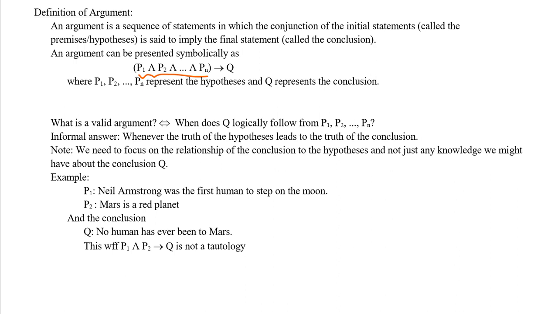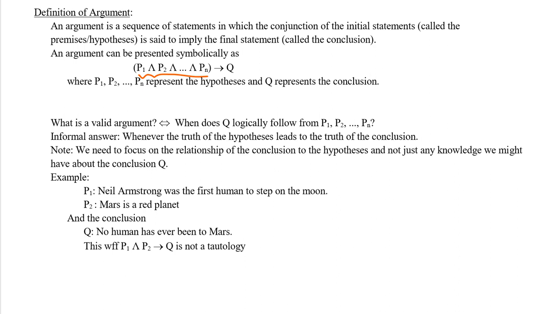So when does Q logically follow from P1, P2, Pn? When is Q true based on the truth of P1, P2, Pn? Informally, whenever the truth of the hypotheses leads to the truth of the conclusion. Every time we assume the hypotheses are true, and based on some proof sequence we reach that Q is also true, we say that the whole argument is true.